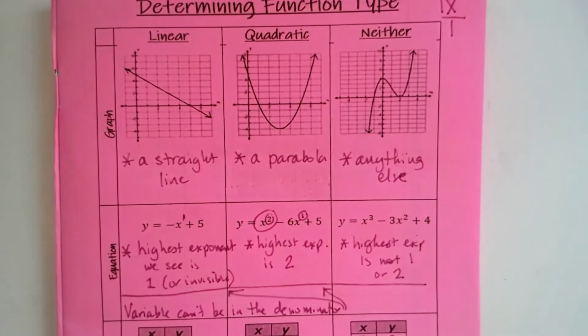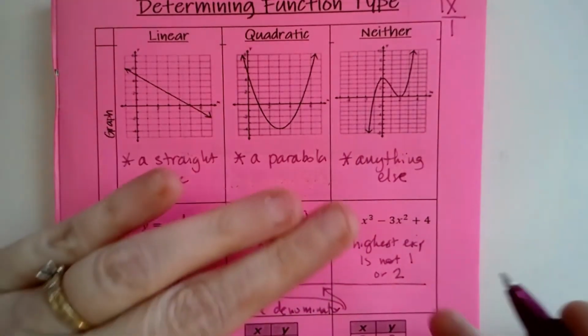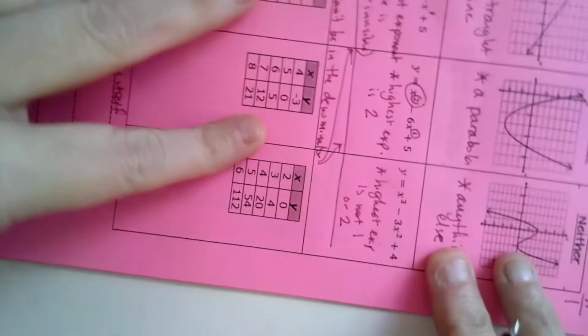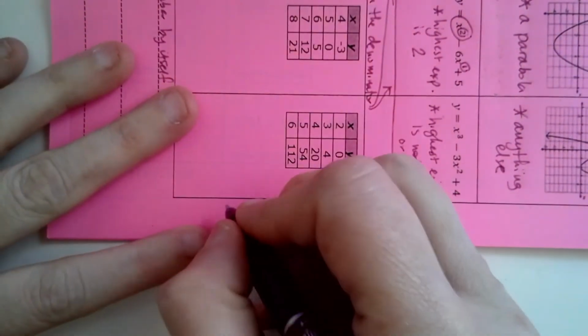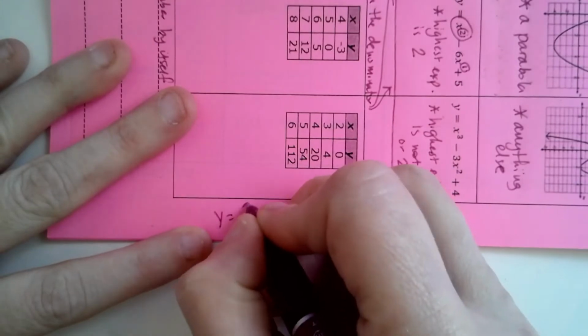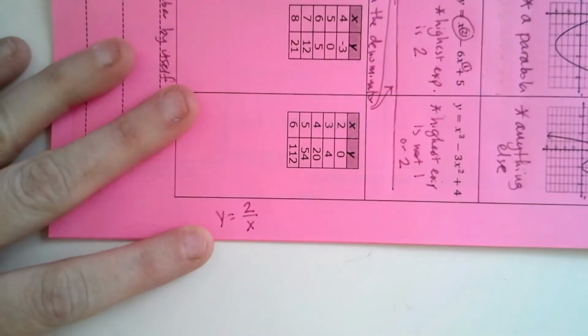Okay? If it's in the denominator, you've got something else going on. And this is after you simplify it. So let me show you what that looks like. So I'm just going to turn this like this. What if you saw something like this? Y equals 2 over x.